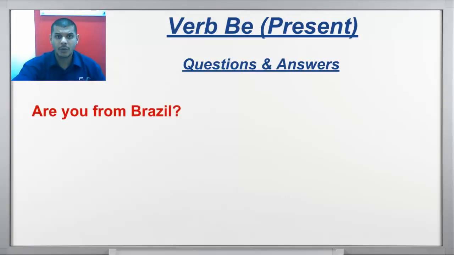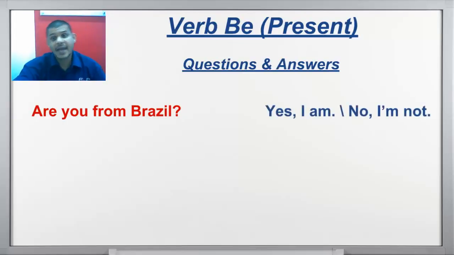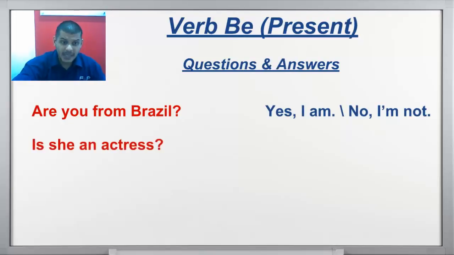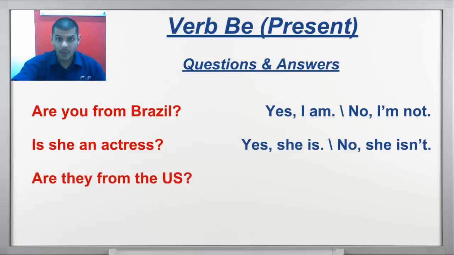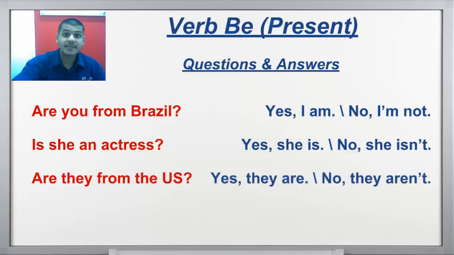Are you from Brazil? And then you have two possibilities. You can say yes or no, right? So let's take a look at the possibilities. Repeating. Are you from Brazil? Yes, I am, or no, I'm not. Another case. Is she an actress? And then again, I have two possibilities, yes or no. So let's take a look here. Yes, she is. No, she isn't. Another example. Are they from the US? Yes, they are, or no, they aren't.